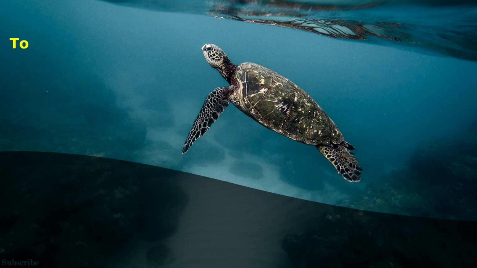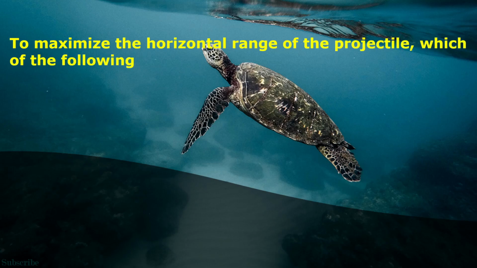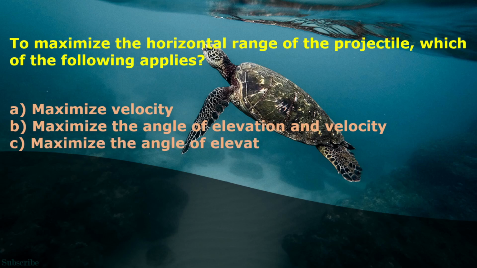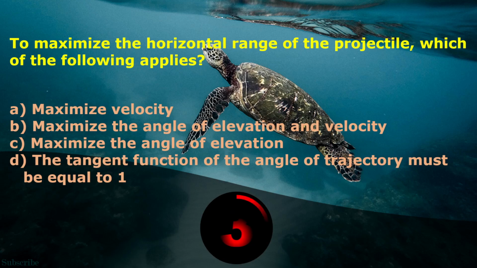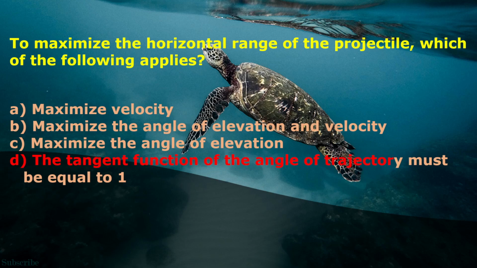Question number 16. To maximize the horizontal range of the projectile, which of the following applies? A. Maximize velocity. B. Maximize the angle of elevation and velocity. C. Maximize the angle of elevation. D. The tangent function of the angle of trajectory must be equal to 1. The correct answer is letter D. The tangent function of the angle of trajectory must be equal to 1.